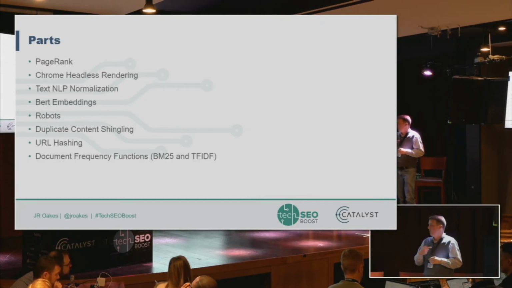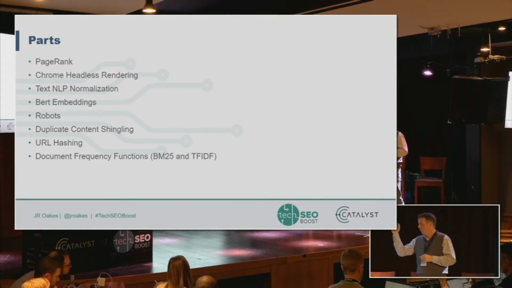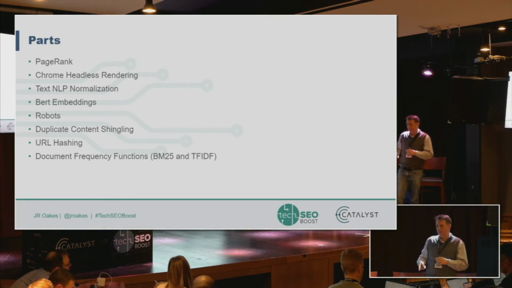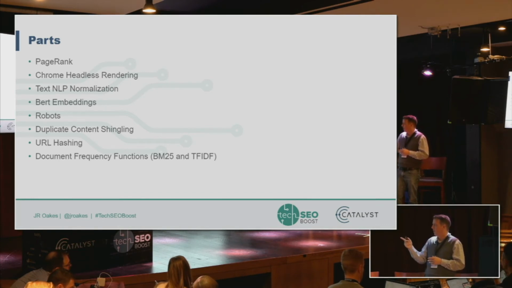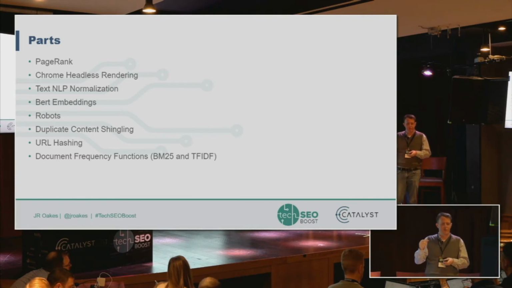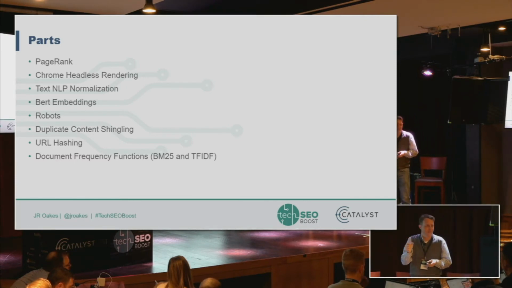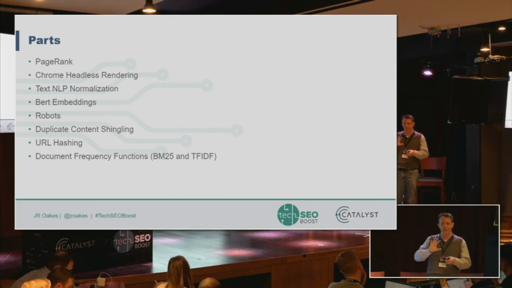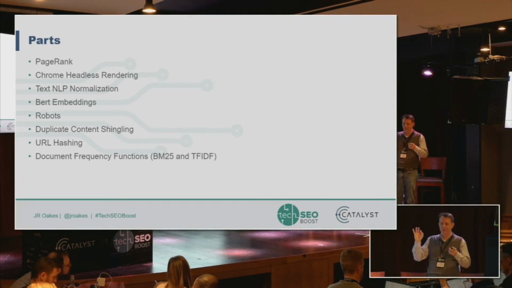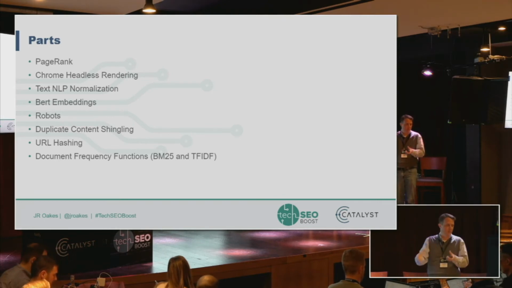The parts of the crawler and renderer that I built include PageRank calculations and Chrome headless rendering. Per Paul's talk earlier, there's an entire text NLP pipeline with a normalized corpus. You give it a list of strings and it does the lemmatization, it does the part of speech tagging, it does everything and gives you really clean text out.